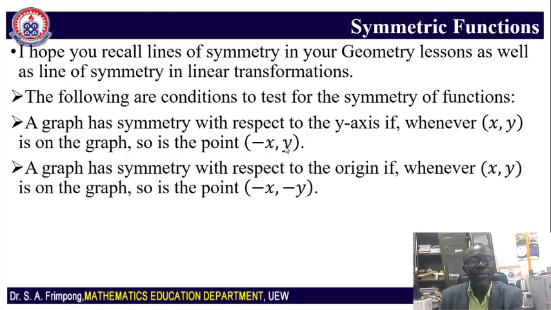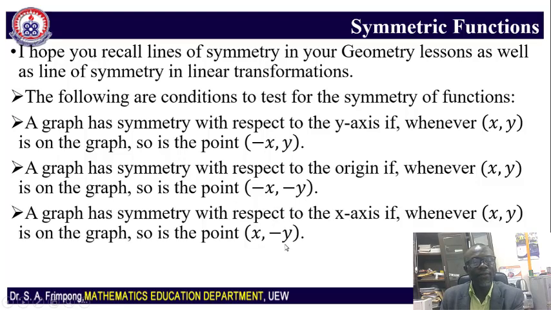A graph has symmetry with respect to the origin if whenever (x, y) is on the graph, so is the point (-x, -y). This is like an anti-clockwise rotation of 180 degrees. So it is symmetric with respect to the origin.